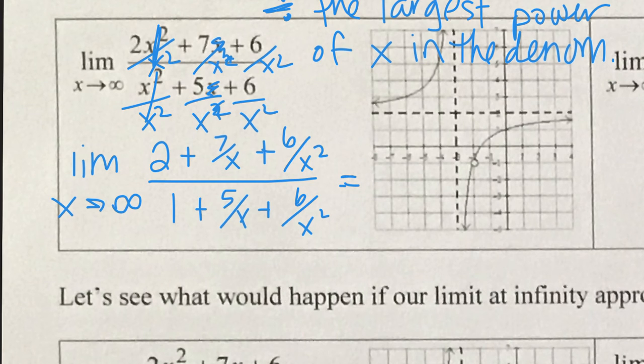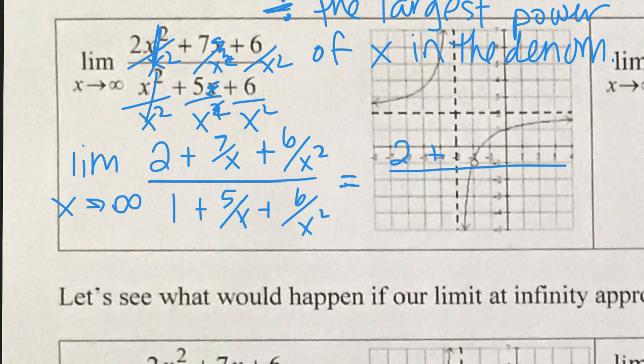And now we need to think about the actual limits of each of these things as they go to infinity. So we're thinking about the limit for each of these as they go to infinity. What is the limit of a constant as x goes to infinity? Well, it's just that constant.